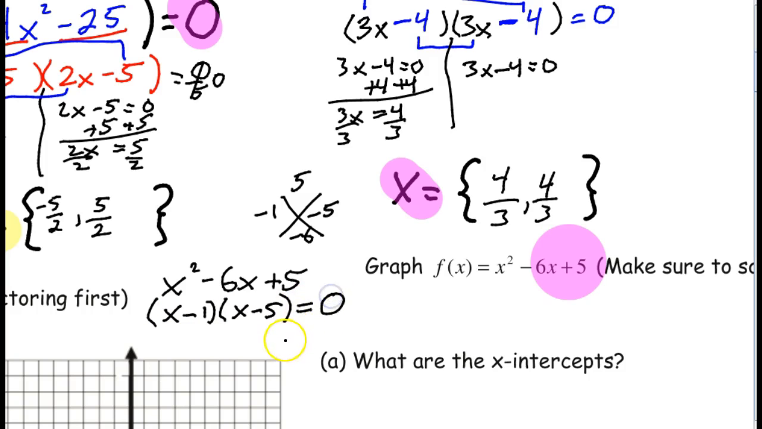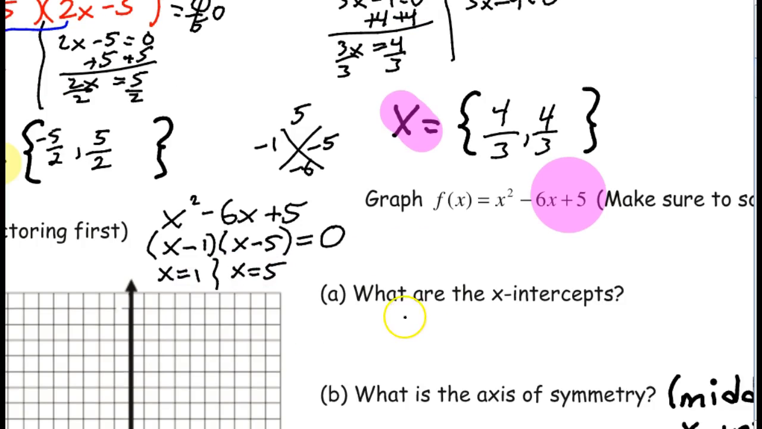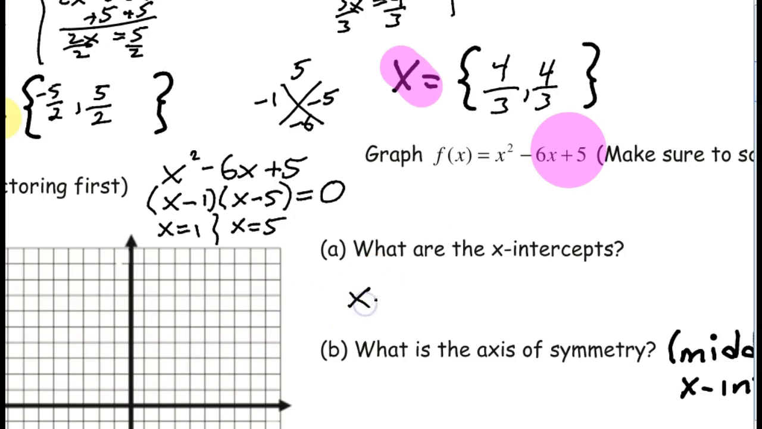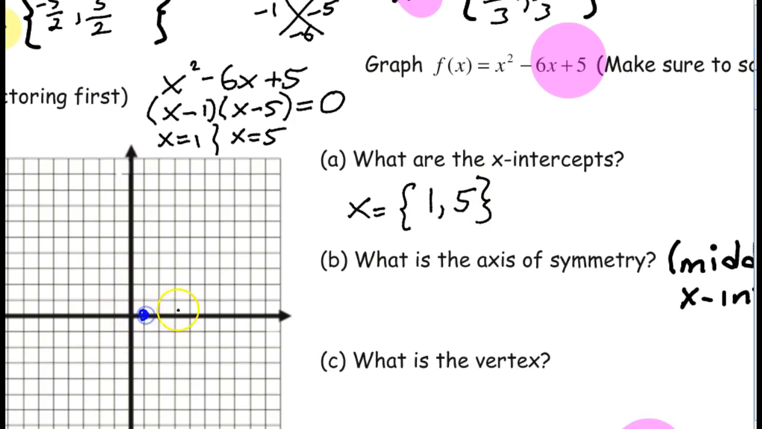And again, you have to solve it equals 0. So I get 2 answers, x equals 1 and x equals 5. Those are my x-intercepts. Okay? So x equals 1 and 5. So I know on the graph they'll cross here and at 2, 3, 4, 5, on the x-axis, that's where they go. The axis of symmetry is always right down the middle. Okay, so the middle of 1 and 5 is 3, because 2 to the left is 1, 2 to the right is 5.